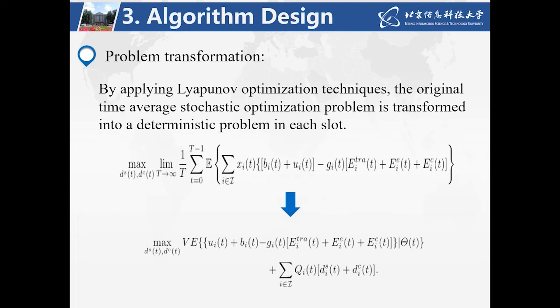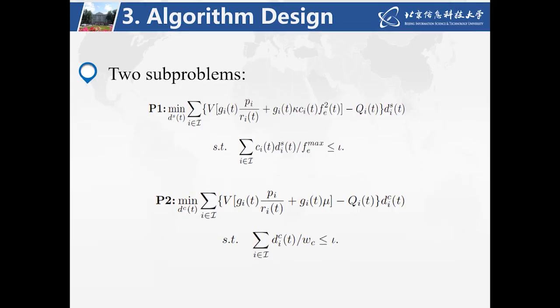Through the first step, the original problem is transformed into a deterministic problem. Then, for the transformed deterministic optimization problem, we seek to obtain its optimal solutions by introducing the Lagrange optimization method. According to the above two steps, an online algorithm is proposed to solve these two sub-problems.